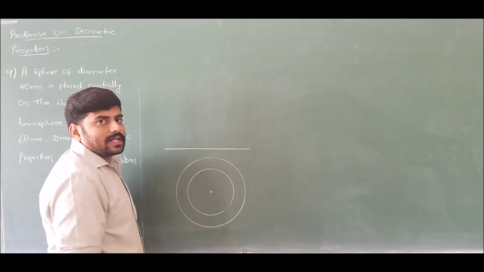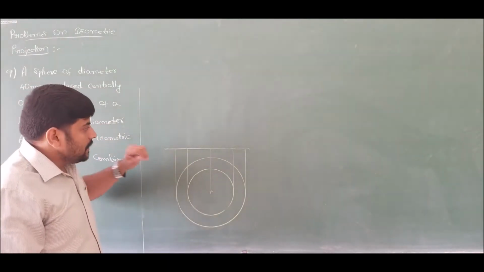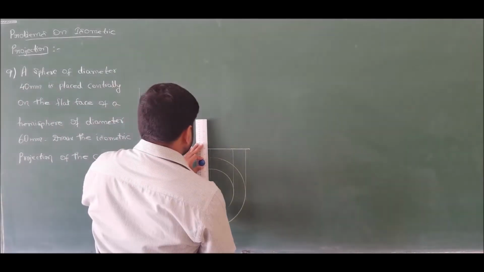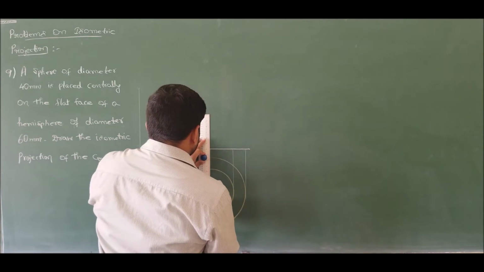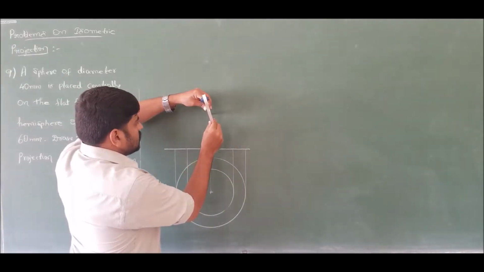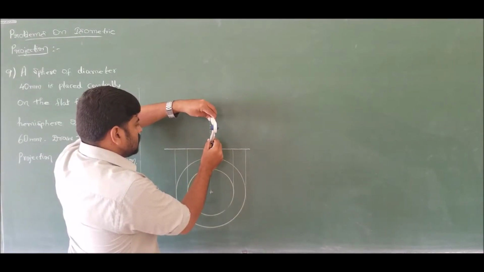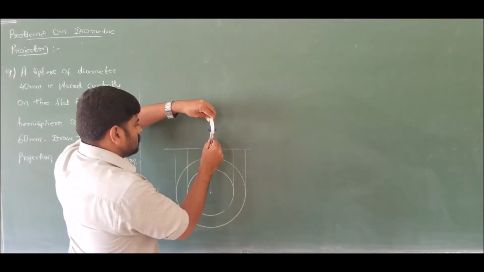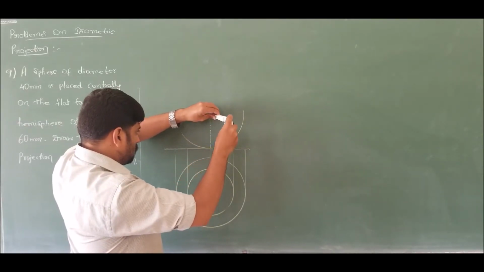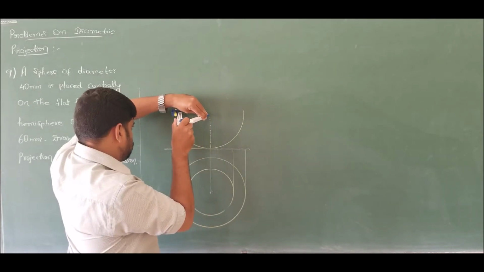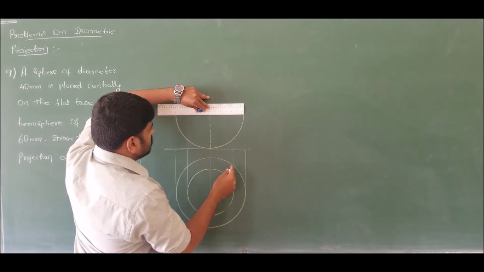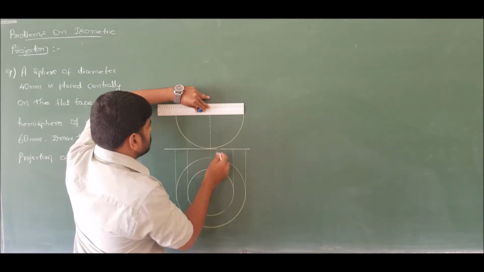Now take the projection vertically upwards, marking the radius of the hemisphere. The radius of the hemisphere is 30 millimeters. So extend the axis for a height of 30 millimeters. Using this 30 millimeters as radius, construct a semicircle. Joining which, I will get the front view of the given hemisphere.